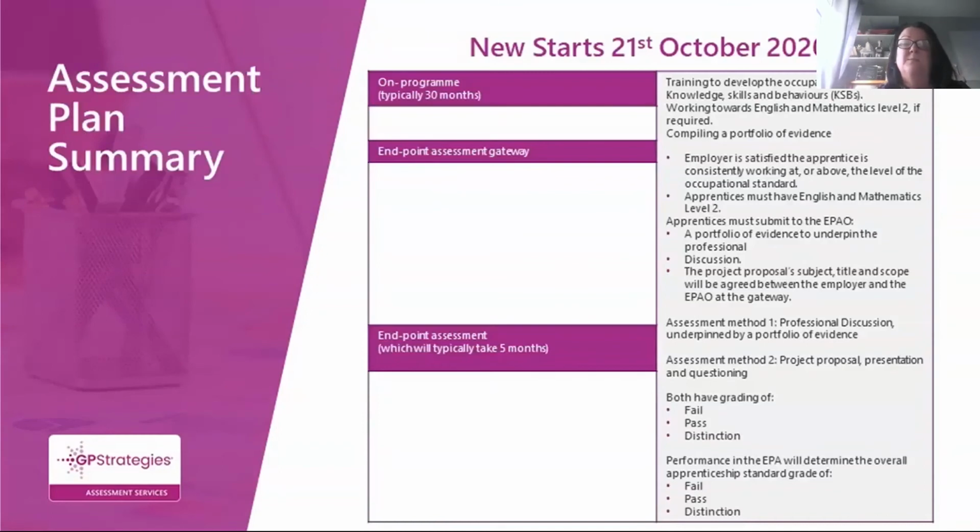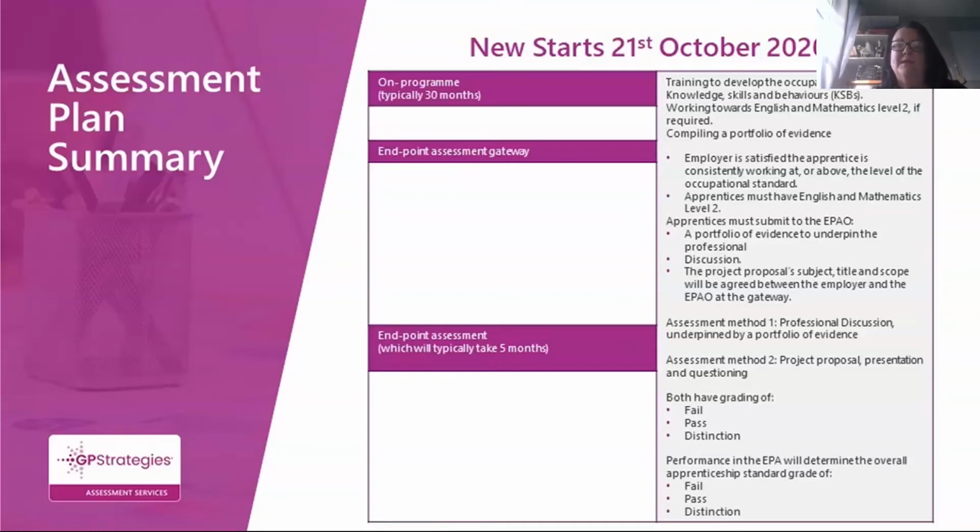Okay, so the new assessment plan is for new starts from the 21st of October 2020. So any dates on the ILR from the 21st of October, that is when the apprentice will be working to the new assessment plan. On programme is typically 30 months, but again, it's down to you how you plan your times. We all know it's got to be a minimum of 12 months and a day, but you need to think about what evidence needs to be collected and what timeline would be suitable for your apprentices.